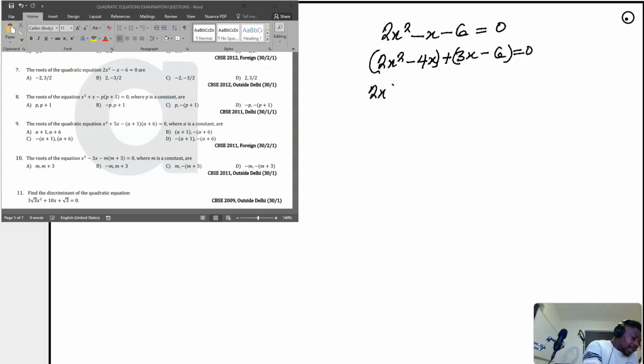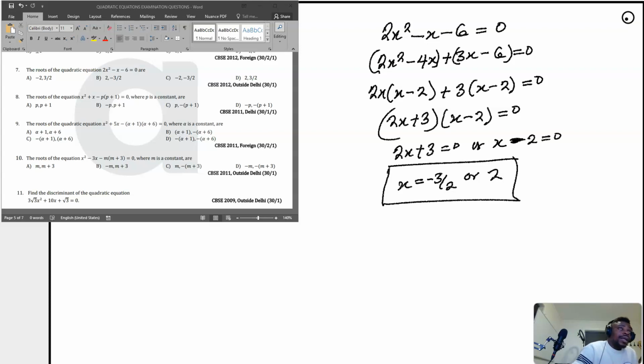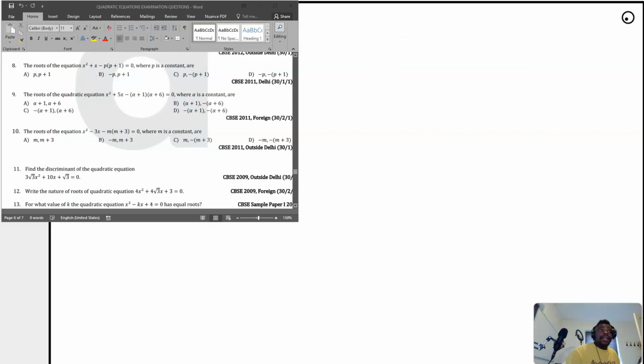So this is 2x, this is x minus 2 plus 3, x minus 2 is equal to 0. So 2x plus 3, x minus 2 is equal to 0. So 2x plus 3 is equal to 0, or x minus 2 is equal to 0. So here x will be minus 3 over 2, or 2. So minus 3 over 2, or 2. So our option is B. Now let's take the next question.